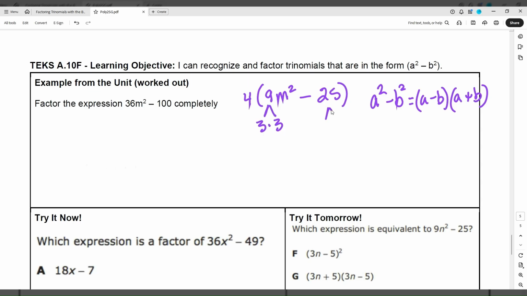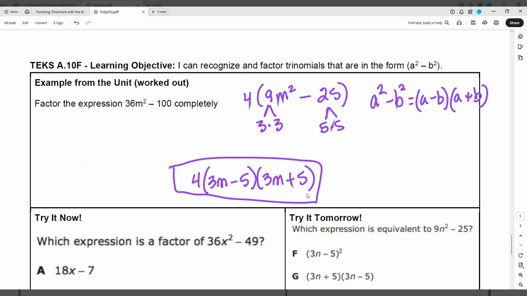Same with 25. The number multiplied by itself is going to be 5 and 5. So, when we write this out in this format of a minus b, I know that this is going to become 4 times 3m minus 5 times 3m plus 5. So we know based on that relationship that those are going to be the three factors.